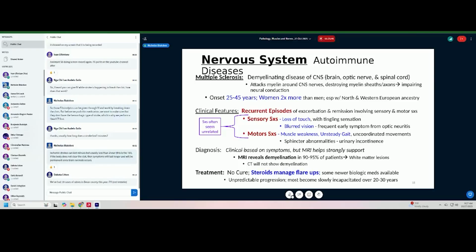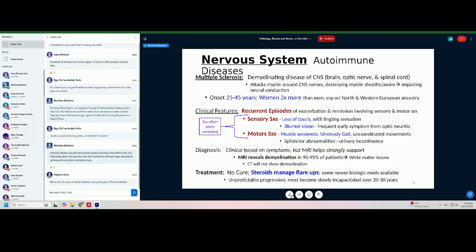Treatment: there's no cure for this, but we can give steroids to help manage these flares, especially when they're having these exacerbations. There are other medications we can give that are more targeted towards stopping this. But just know that steroids can help manage a flare whenever a patient is having one. Unpredictable progression. Most of the time we don't know how bad this is going to get. We try to treat the symptoms. We try to reduce the body's ability to attack itself.